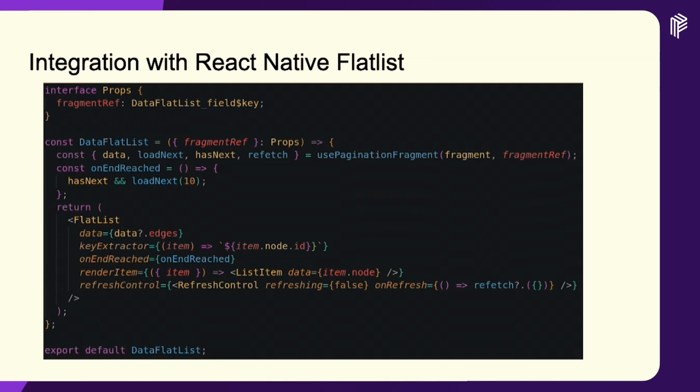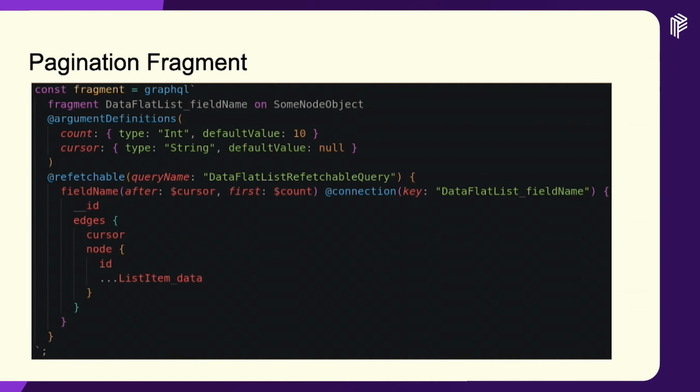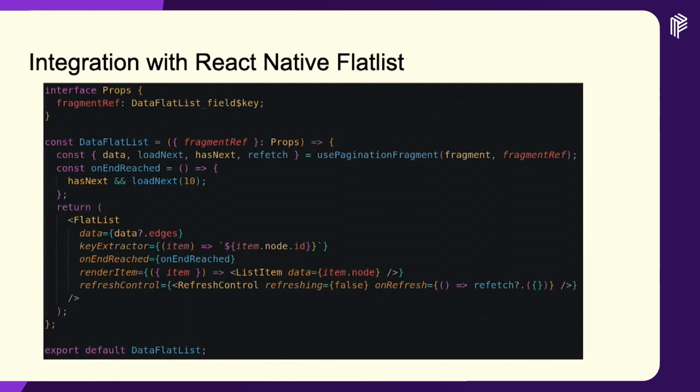So this is a flat list, obviously from React Native. You just pass it the edges, which are just a list. You pass it the render item just to extract the node, and you remember we have the fragment spread list item data. Well, this is going to be the key for that fragment. So on end reached, when you're scrolling and you reach the end, it just says, do I have next? If I have next, okay, I'll just load the next 10, and you can just scroll for ages.